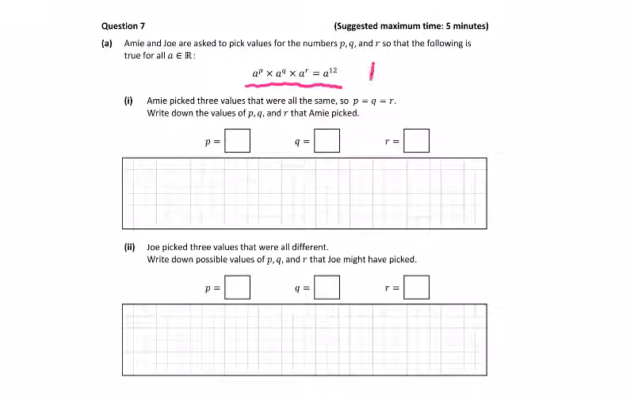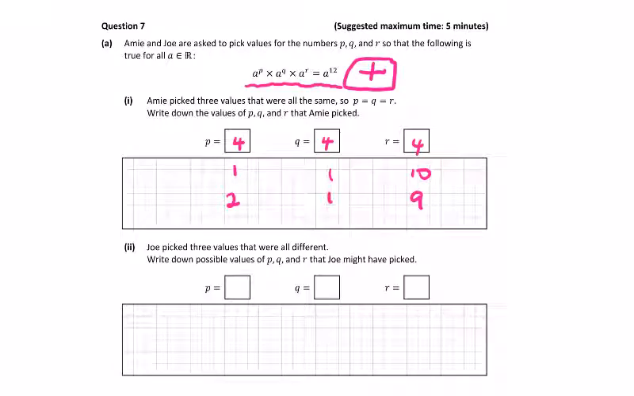When we're multiplying, we're actually adding the indices. So three numbers that add to give 12, and they're all the same, would have to be 4, 4, and 4. It could be a 1, and a 10. A 2, a 1, and a 9, and so on, which is part 2.